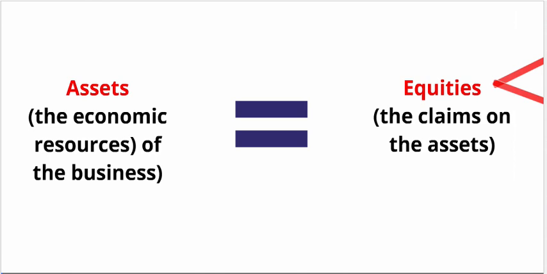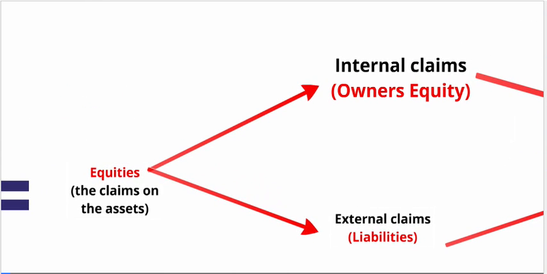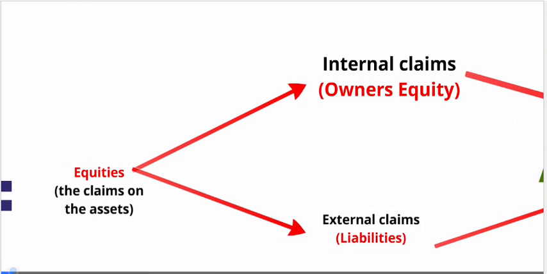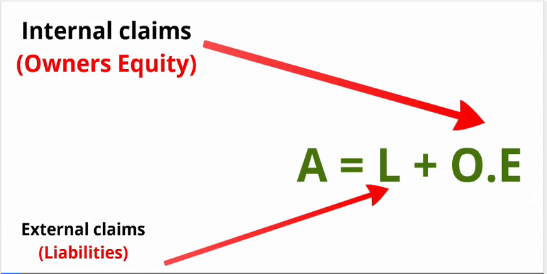On the right side of the accounting equation, we've got the equities, the claims on those economic resources. And we can split those equities into two types. We've got our internal claims on those economic resources. That's our owner's equity, our capital. The external claims on those economic resources are our liabilities, so amounts owing to creditors, amounts owing on loans, mortgages, etc. Which gives us the accounting equation.